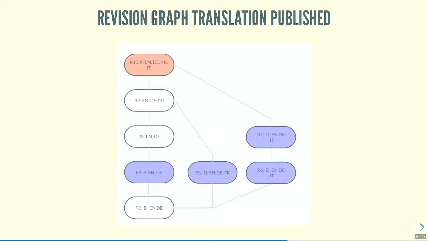Then we published the French version, which creates the next revision. That would be revision 9 at this point. And after that, we publish the Italian translation as well. And then we have revision 10 that contains all 4 languages. As you can see, revision 9 didn't know anything about Italian yet, because it's based on the current default revision and not the latest revision.